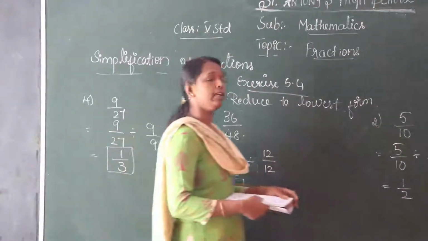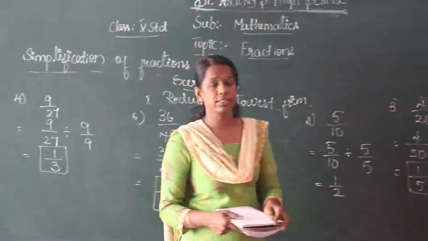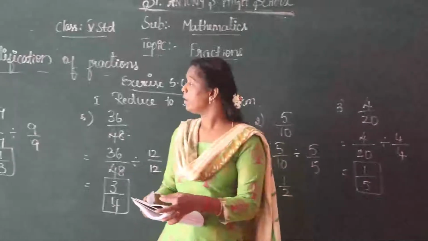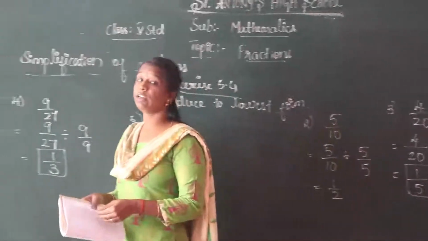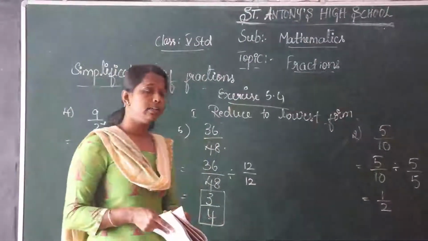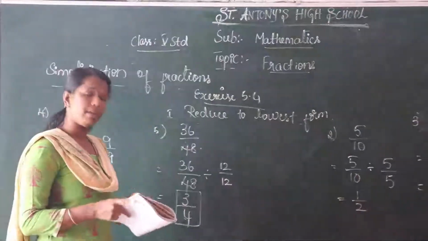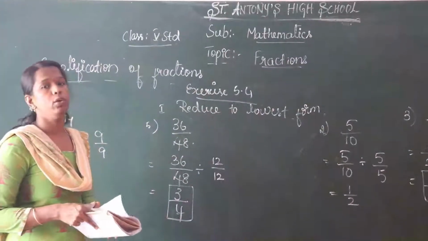Clear, children? For equivalent fractions, the first step is cross multiplication. Cross multiply both the numerator and denominator. Here the simplification. Simplify means reduce into the lowest form.